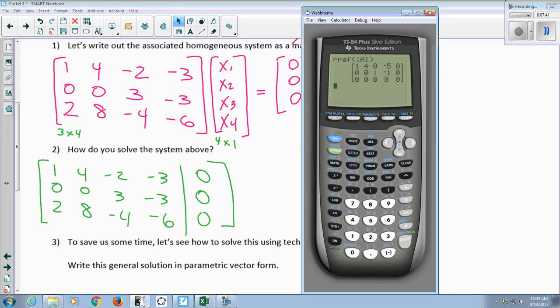So after Tuesday, when you write out all the steps on an RREF for the quiz, you won't have to do that again. You can use technology to get your row reduced matrices.